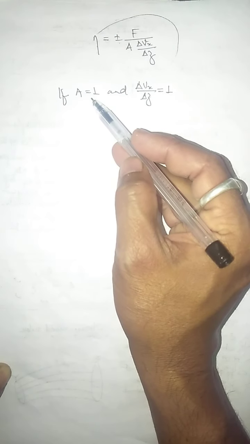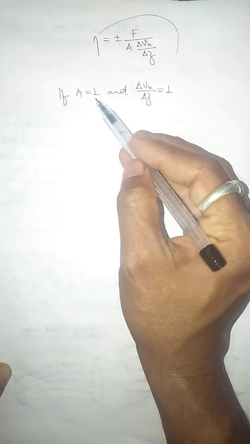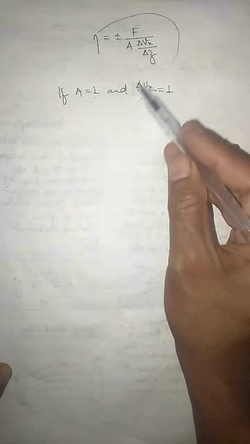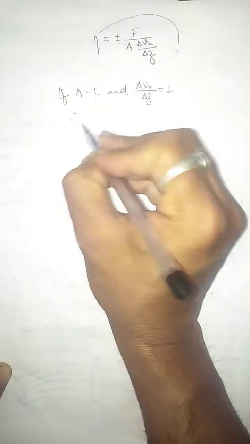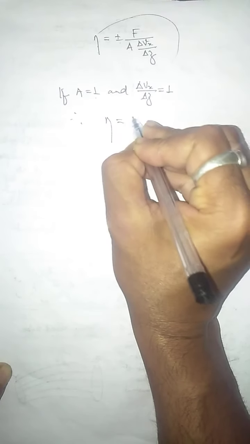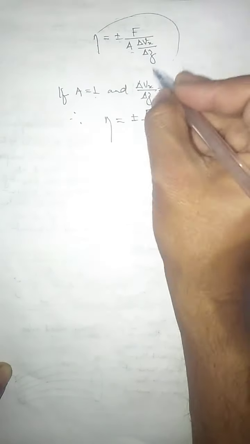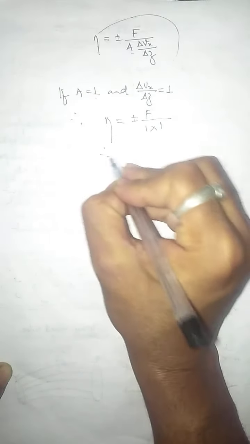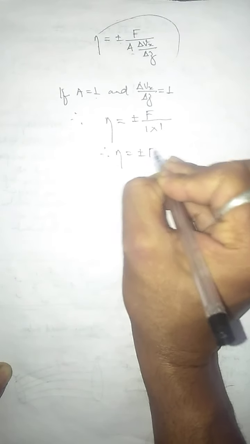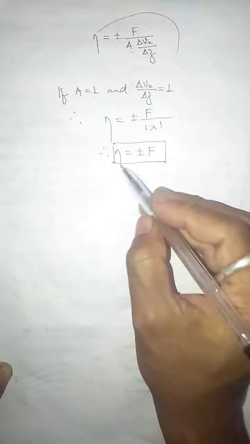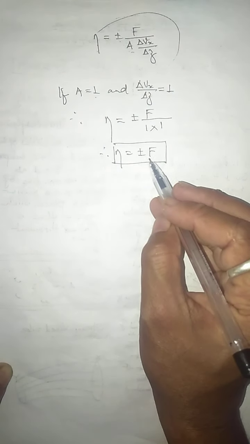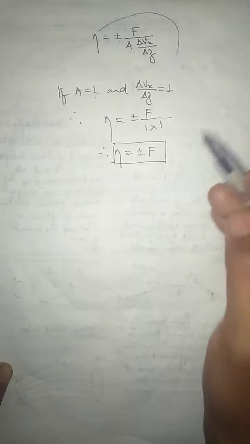Here 1 means unit. So if the area of cross section of each layer is 1 unit and the velocity gradient is a unit velocity gradient, then substituting in the relation, eta equals plus minus F divided by A, which is 1, and dv/dz is also 1. So eta equals plus minus F. The coefficient of viscosity of a liquid is numerically equal to the force exerted between two adjacent layers of the liquid, which means from here we can define it.